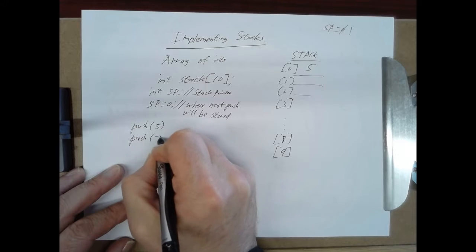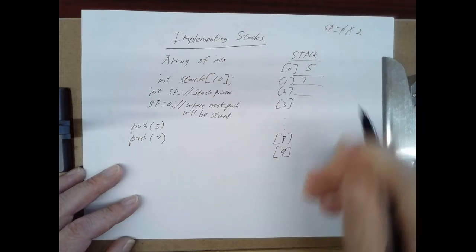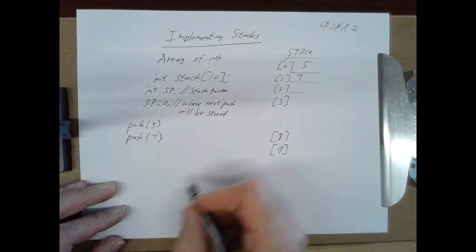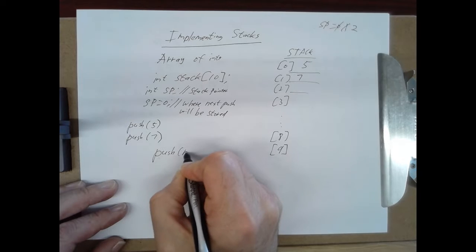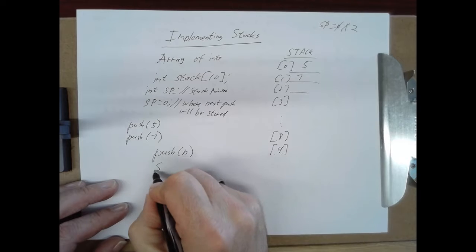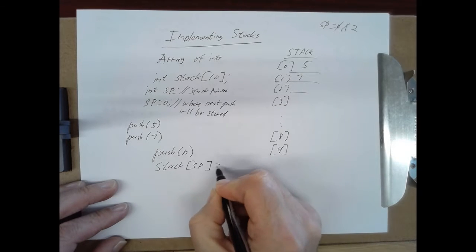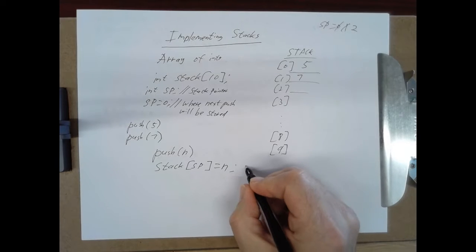And if I say push a 7, stack pointer says store it at index 1, and I'm going to increment my stack pointer to 2. And so we can write a general algorithm for push. Push some number n says take the element at the stack pointer, set that equal to n, and then increment the stack pointer.